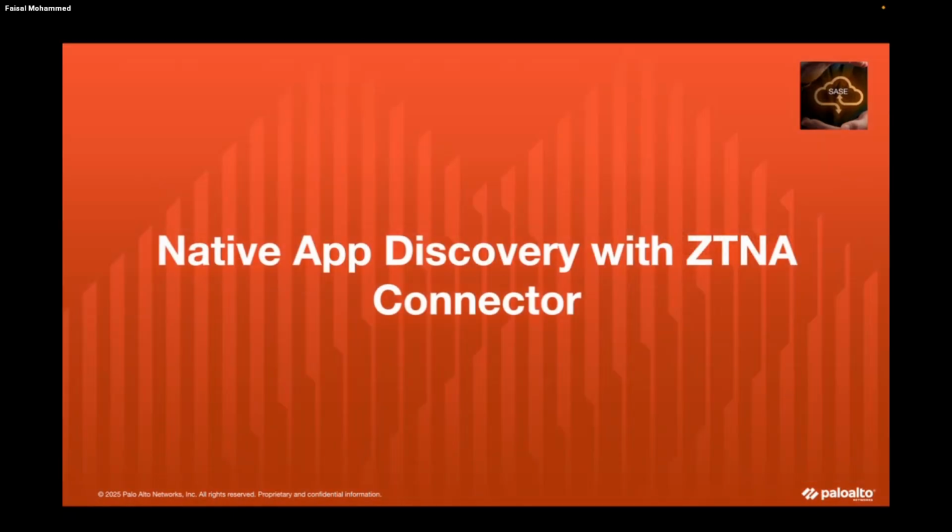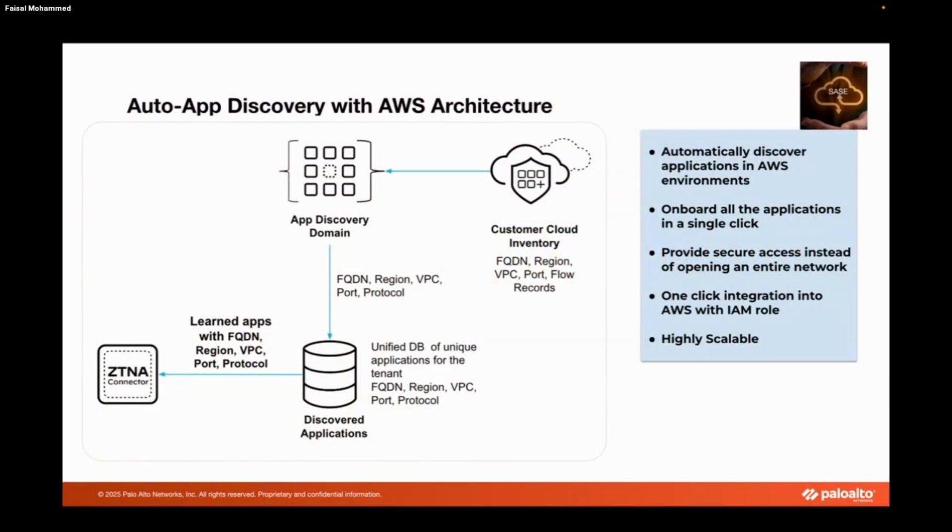The next is native app discovery with ZTNA connector. AWS allows you to automatically discover applications in the AWS environment, onboard all the apps in a single click, provide secure access instead of opening an entire network, with one-click integration into AWS with an IAM role, and it is highly scalable. We have this step-by-step covered in our tech doc. I will include the link here on how to do it. You need to have access and credentials to configure this.